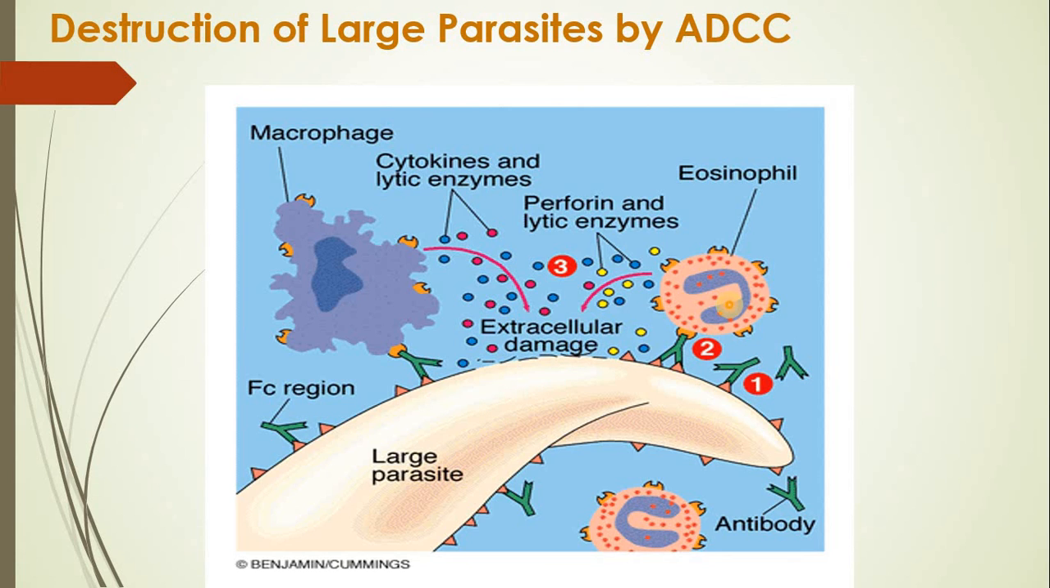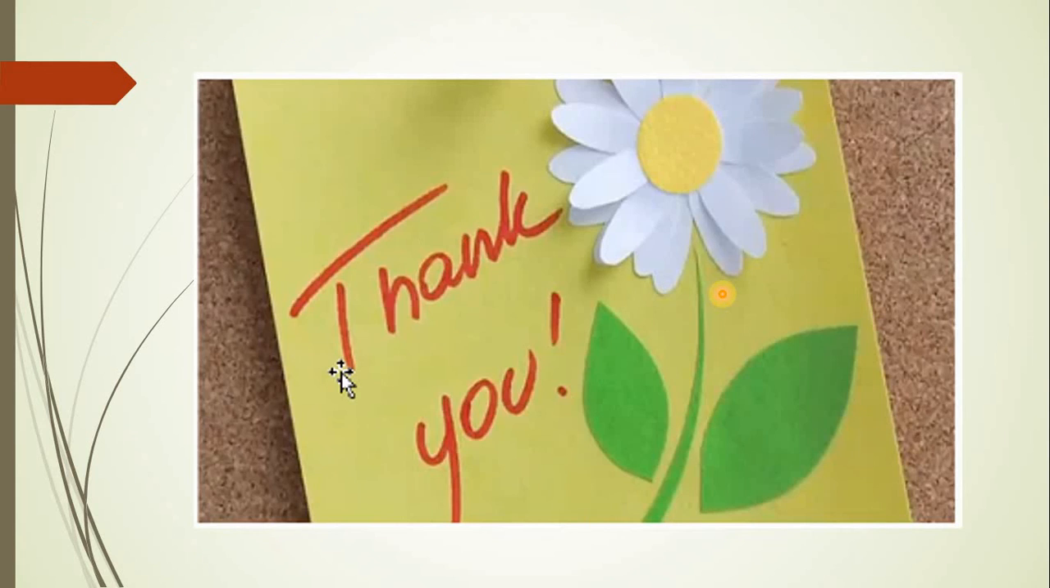So this is one way you can say. The second is the macrophages also. When you talk about the macrophages, the action is similar to that of the eosinophil, but here you have to remember that large amount of cytokines will be secreted. Now these cytokines contain the lytic enzymes, and these lytic enzymes have the similar effect as that shown by the perforin released by the eosinophils.